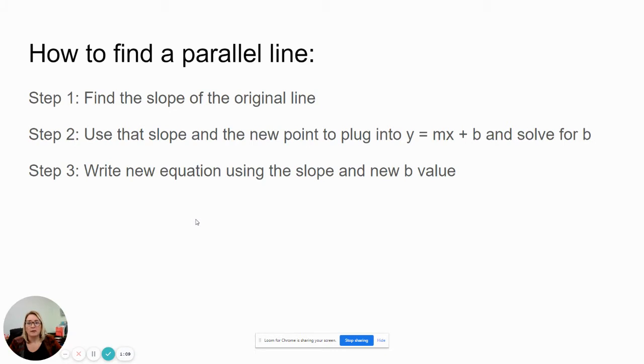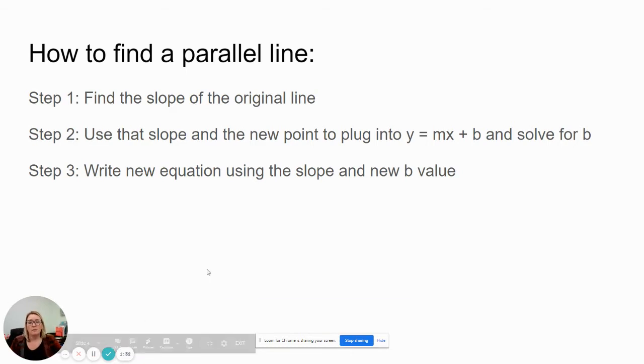So how do we find a parallel line? First, you're going to find the slope of the original line, because that is what we're looking for, the same slope. Then we're going to use that slope and a new point to plug into y equals mx plus b. We're going to solve for our new b, which is our new y-intercept, and then write our new equation using the slope and the new b value.